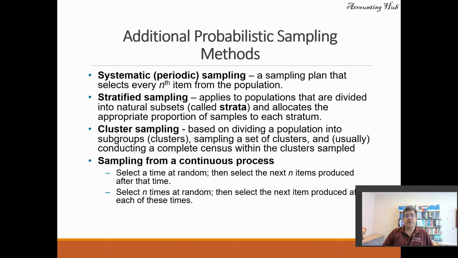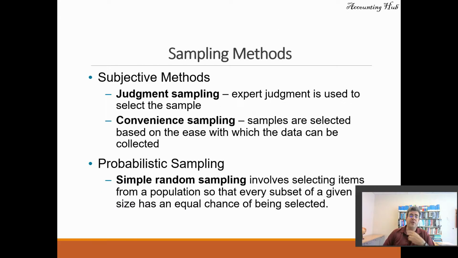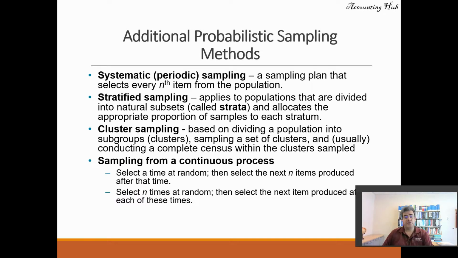And then some other methods. Systematic periodic sampling is a sampling plan that selects every nth item from the population, so the first, the third, the fifth, and so on. Stratified sampling applies to populations that are divided into natural subsets, for instance age, or clusters divided into subgroups, such as income, and continuous process if we are talking about time. Here, we are talking about simple random sampling, and that is the most used one.